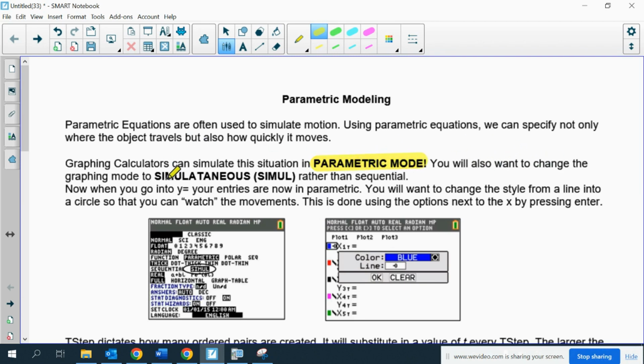You'll also want to change the graphing mode to simultaneous, and what simultaneous does is it graphs all of your lines or curves at the same time, whereas in sequential mode, where it normally is, they graph one at a time with y1, y2, y3. Well, in this case, it's going to graph your x1 of t, y1 of t at the same time as your x2 of t, y2 of t. And then you can also change the style from a line into a circle. That's over here, so you can watch the movements.